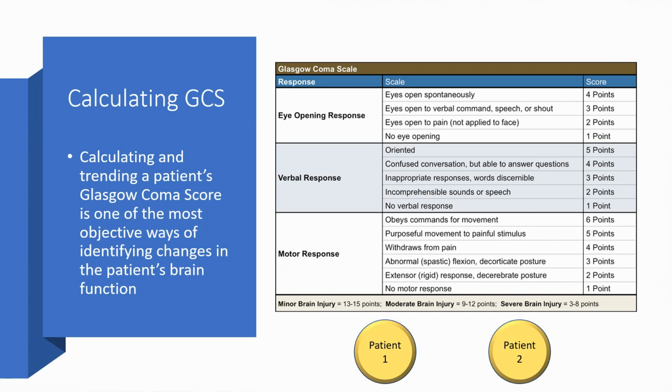So calculating a Glasgow coma score, probably a weak point for a lot of us. We don't do it all that often, but we should be able to do this on the fly, and we should be able to do it with accuracy. This is really the most objective way that we can identify the patient's overall mental status, and more importantly, any changes in their mental status.